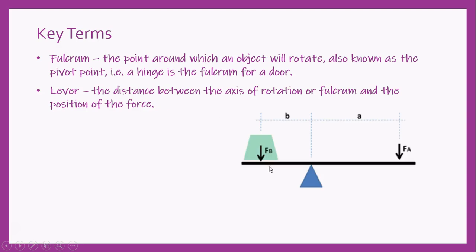And here's an example of the lever. This is a seesaw example, but the force B is applied here, so the lever associated with force B goes from the fulcrum to the point the force is being exerted, and it's that distance. So levers are measured in meters, and over here force A is applied a little further from the fulcrum, so you can see that its lever distance is larger.